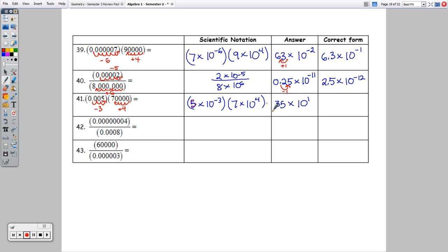And now we've got to get this between 1 and 10. So move it 1 to the left. And that's going to add 1 to the power. This would be 3.5 then times 10 squared as your final correct form.